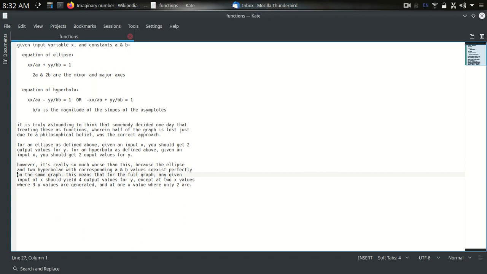This means for the full graph, any given input of x should yield 4 output values of y, except for like the 2x values where it kisses the left and right, so there you only get 3 values, and the 1x value where the ellipse kisses the top and bottom, and you get only 2 values there. But kind of what actually happened is the ellipse gave you 2 values, and the hyperbola gave you 2 values, and they were the same, so you get just 2 distinct values out of it.